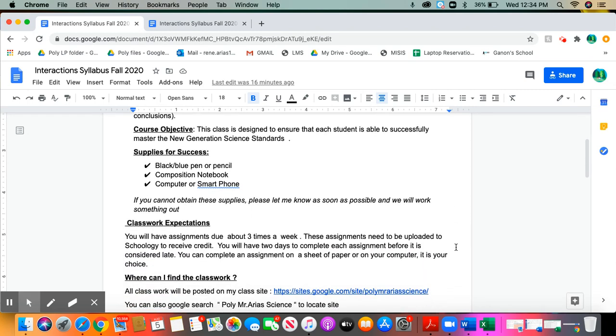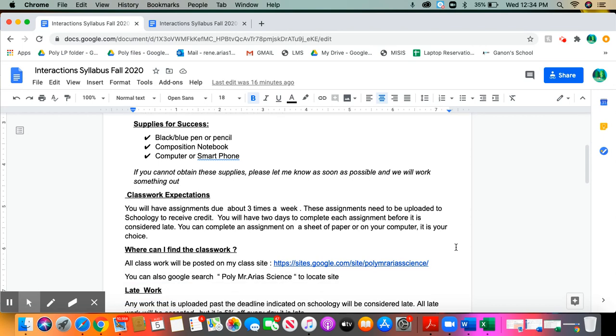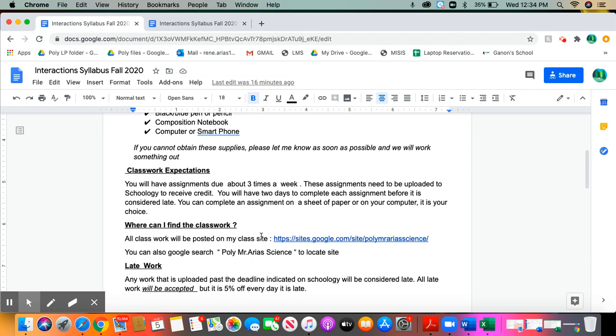So for your classwork, expect to have assignments due about 3 times a week. These assignments need to be uploaded to Schoology so you receive full credit. You will have about 2 days to complete each assignment after it's assigned. Okay, if you turn it in after the 2 days, it will be considered late. So where can you find the work? All work will be located on my class website, which I previously went over. You also have a few quizzes and assignments on Schoology, but most of the work will be located here.